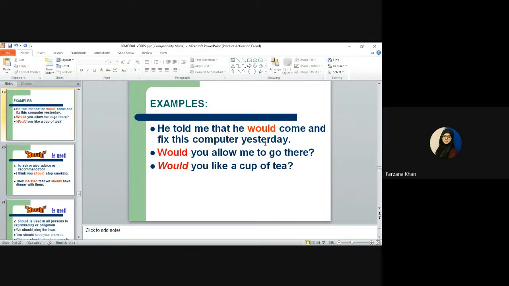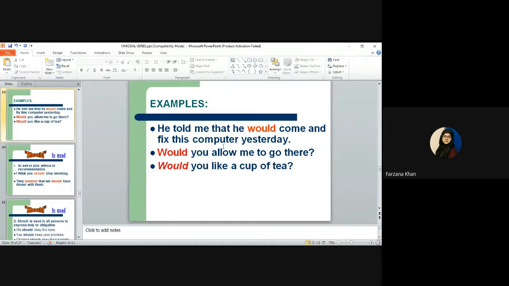उसने मुझे बताया कि वो कल आएगा and computer को fix करेगा. Right? So here what to use? Here you are basically talking about the past tense. Told, right? That's why instead of will you need would, which is the past form of will. So he told me that he would come and fix this computer yesterday.